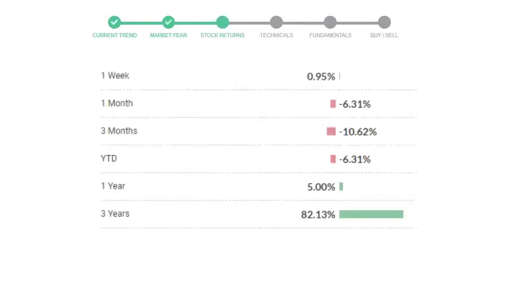UnitedHealth gave 0.95% returns in the last week, negative 6.31% in the last 30 days, and 3 months' returns are negative 10.62%.